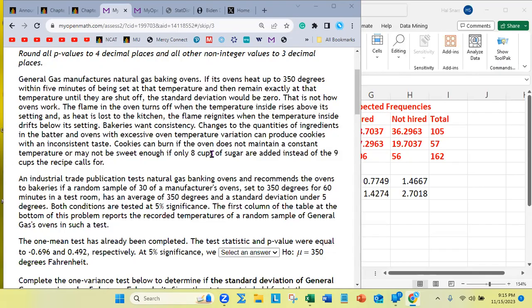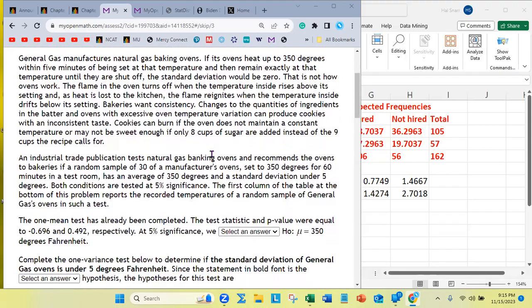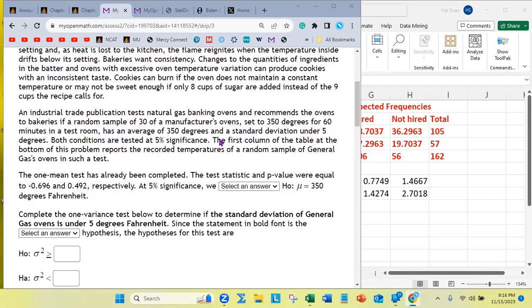Now, changes to the quantities of ingredients in the batter and ovens with excessive oven temperature variation can produce cookies with inconsistent taste. Cookies can burn if the oven does not maintain a constant temperature, or may not be sweet enough if only 8 cups of sugar are added instead of the 9 cups the recipe calls for. Now, an industrial trade publication tests natural gas baking ovens and recommends the ovens to bakeries if a random sample of 30 of a manufacturer's ovens set to 350 degrees for 60 minutes in a test room has an average temperature of 350 and a standard deviation under 5 degrees.